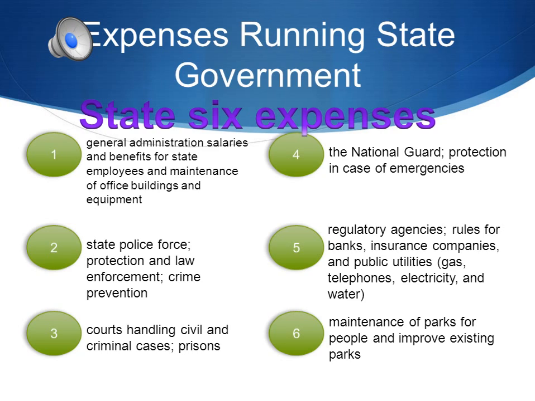So again, this is a general overview of the 6 main expenses. The main ones: general administration salaries for state employees, because there are many. The state police force, courts handling civil cases and criminal cases, the National Guard to protect us in case of emergencies, the regulatory agencies that watch over the safety and hazards and well-being of the people, and lastly, the maintenance of parks for people, or to improve the existing parks.